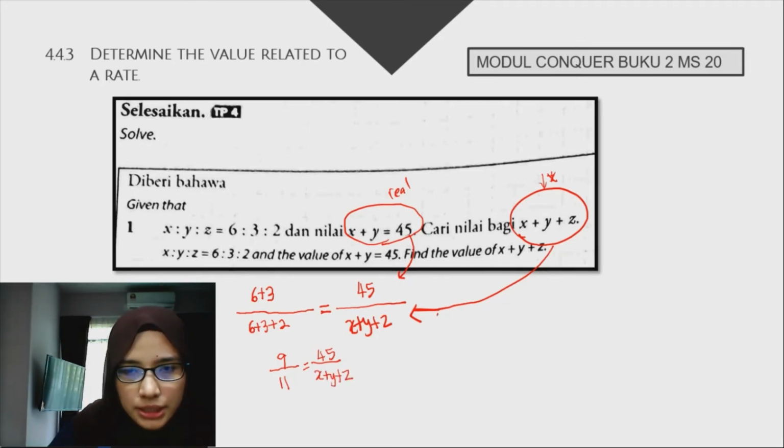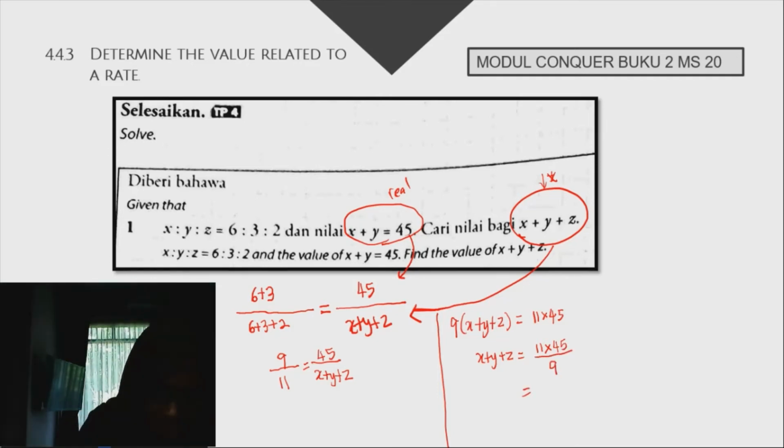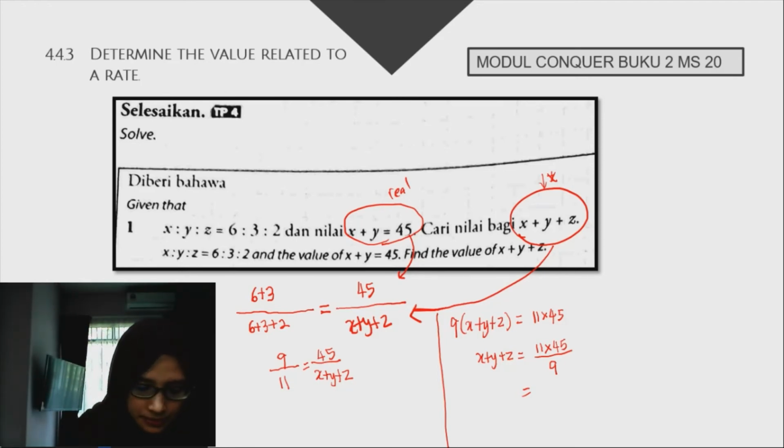So cross multiplication, 9 times x plus y plus z is equal to 11 times 45. So your x plus y plus z is 11 times 45. You calculate that first, and after that you divide by 9. So your answer is 55.